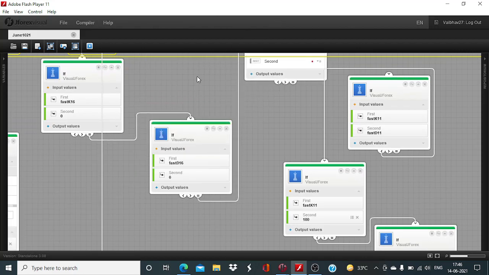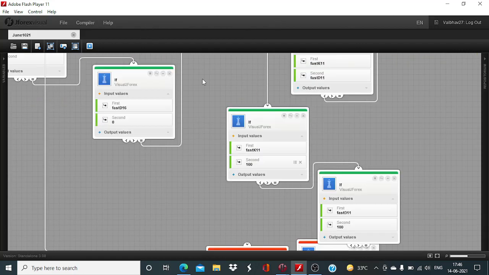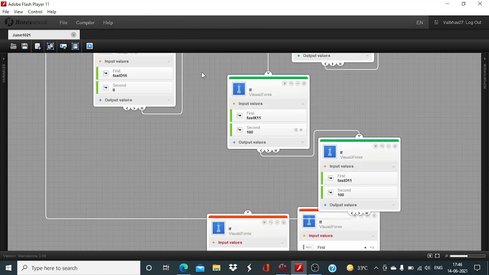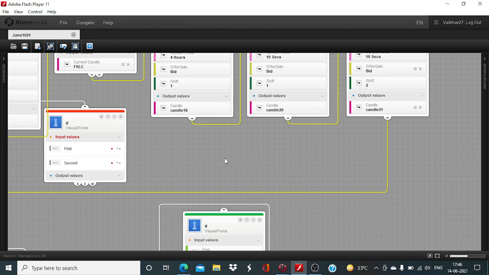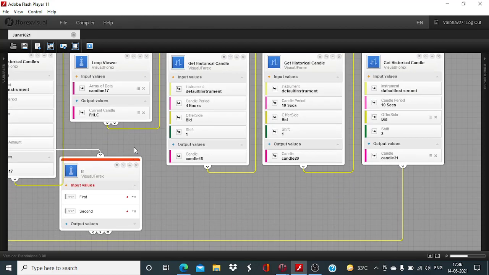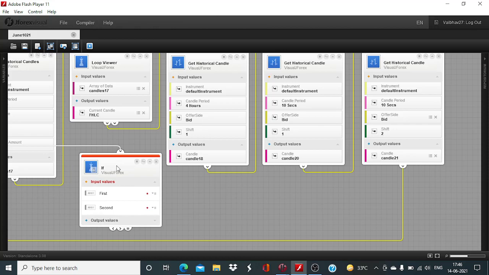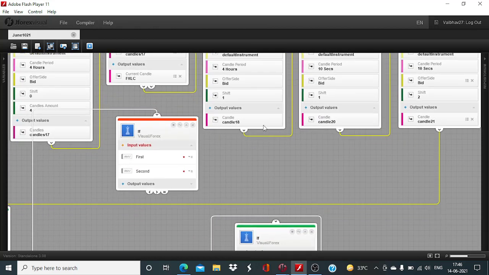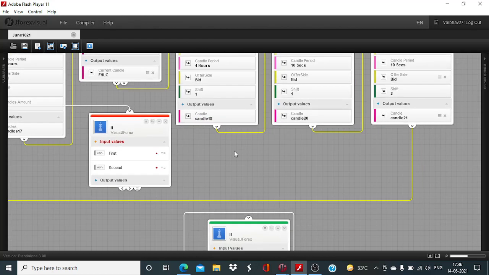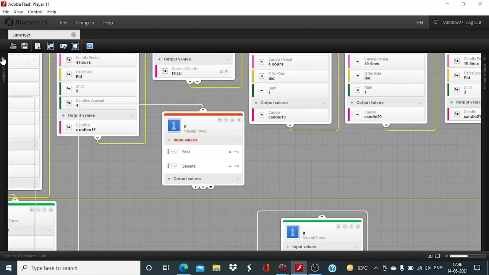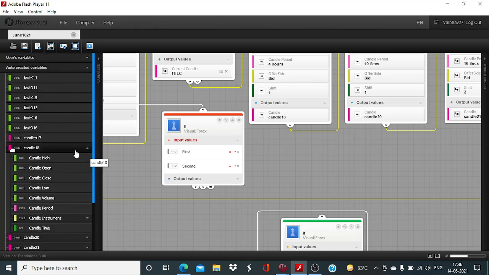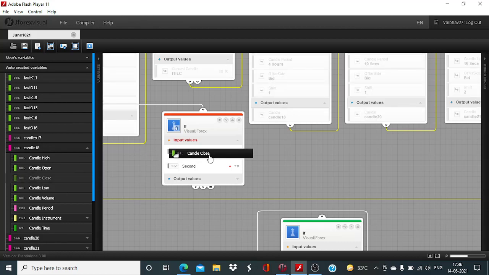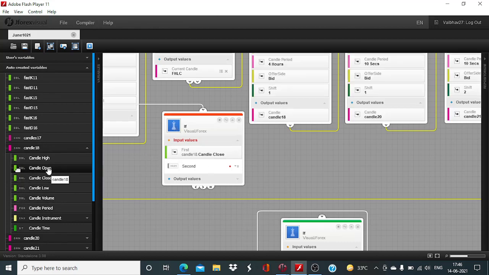And with these conditions defined, all we need is to look at the price action data, and that means get historical candle with the look back period of 1. Its closing value should be less than its opening value. So we need candle 18 candle close to be less than candle 18 candle open.